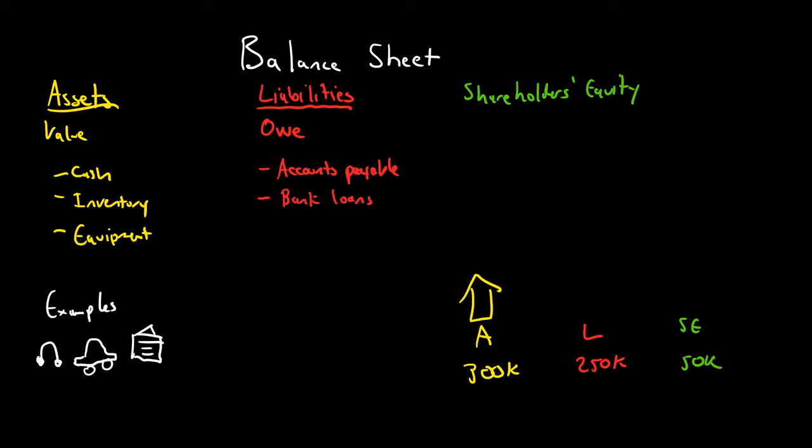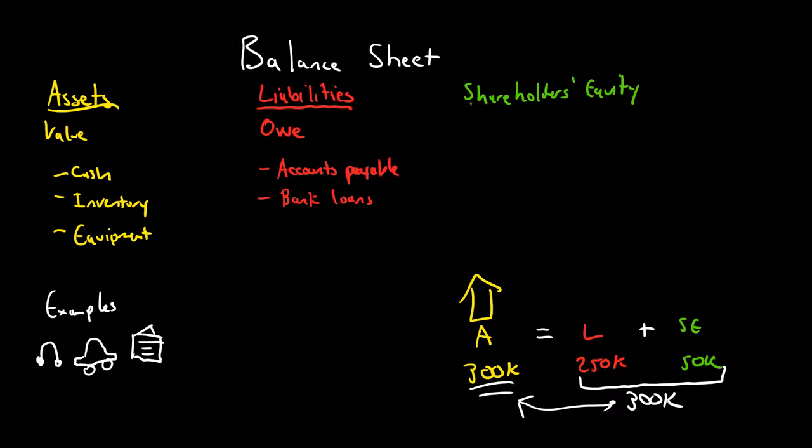So this introduces a very fundamental concept in accounting, and it's fundamental to the balance sheet because it's what makes the balance sheet balance. This relationship. My assets will always be equal to my liabilities plus my shareholders' equity. A equals L plus SE, assets equals liabilities plus shareholders' equity. So you can see I've got $300,000 in assets. If I add my liabilities and shareholders' equity together, I get $300,000, and those amounts do indeed match. Assets equals liabilities plus shareholders' equity.